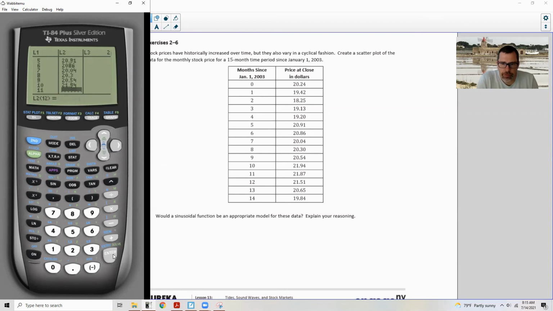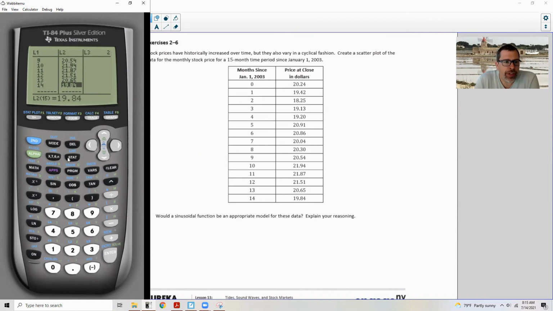21.94, 21.87, 21.51, 20.65, and 19.84. Okay, so when you're done, just make sure you have the same number of L1s as you do L2s, or when you go to do a data calculation, it is going to say error mismatch, which just means your X values do not match your Y values, and they have to.